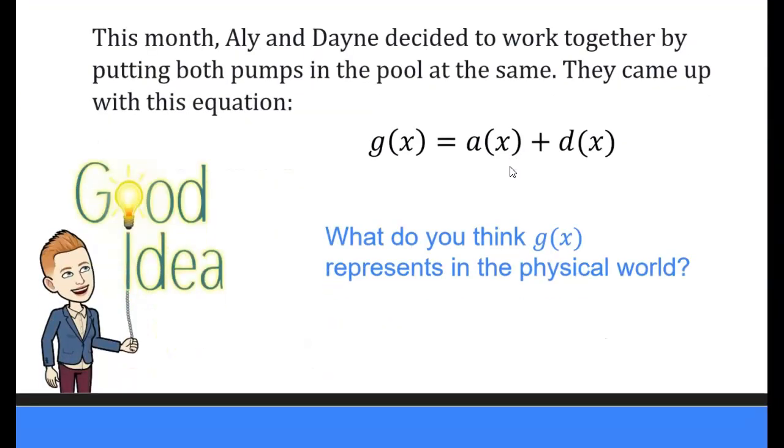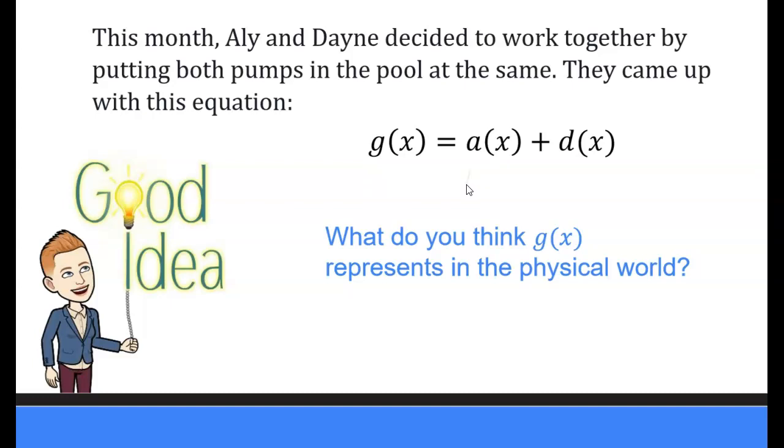So this month, Allie and Dane decided to work together by putting both pumps in one pool at the same time. So they're going to empty one pool first and then move both pumps over to the other pool and empty that one. And they came up with this equation right here. G of x equals a of x plus d of x.